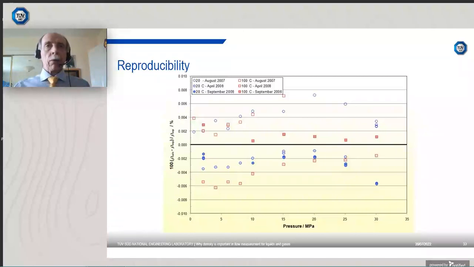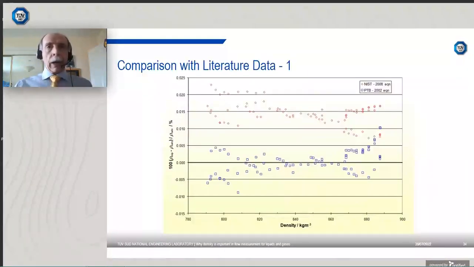Here's an example of measurements made at 3 different time intervals with 3 different samples of one of the reference fluids, toluene in fact. I've just plotted the results at 20 Celsius and 100 Celsius, and you can see that the agreement is within plus or minus 0.006% roughly across the whole pressure range between the 3 different samples at 3 different times. That's okay, but that's only internal.